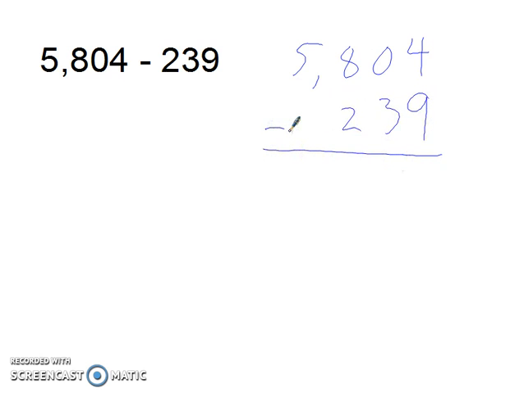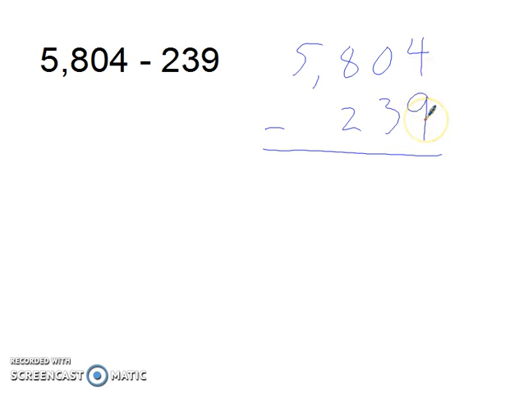So on this page we have 5,804 minus 239. So I'm going to take the 5,804, put it on top. When I line it up, I line up my ones column. So there's my 9, my 3, and my 2. And I'm ready to subtract.